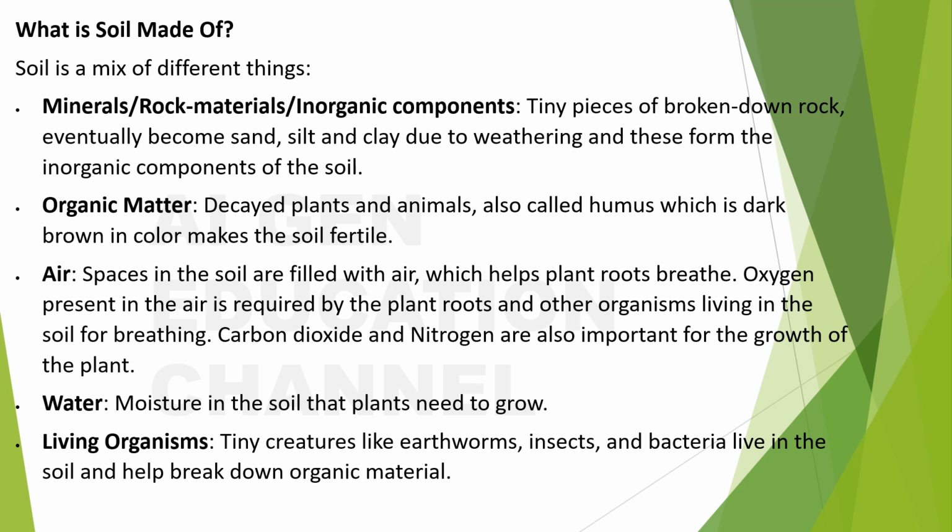What is soil made of? Soil is a mix of different things: minerals, rock materials, or inorganic components. Tiny pieces of broken down rock eventually become sand, silt, and clay due to weathering, and these form the inorganic components of the soil. Okay, what about the sand, silt, and clay?